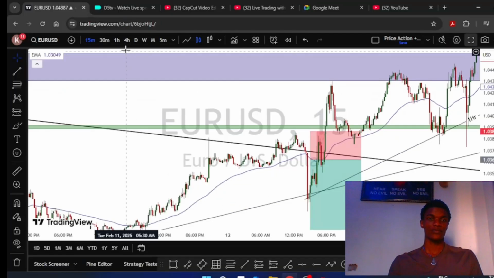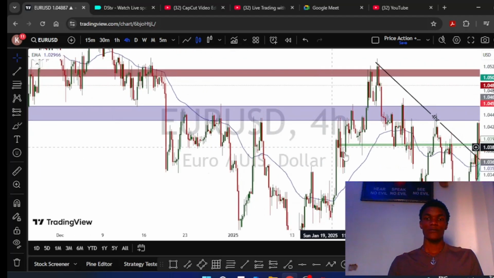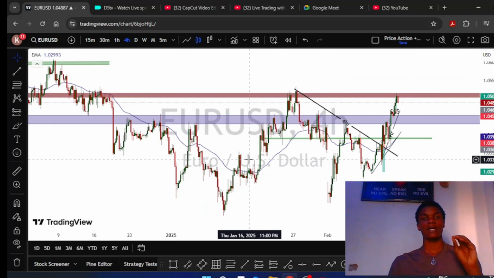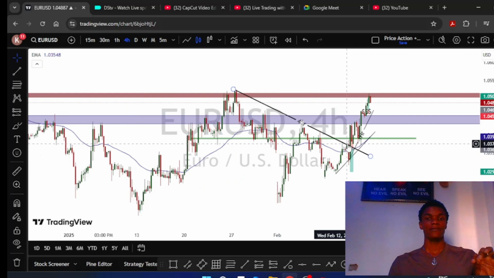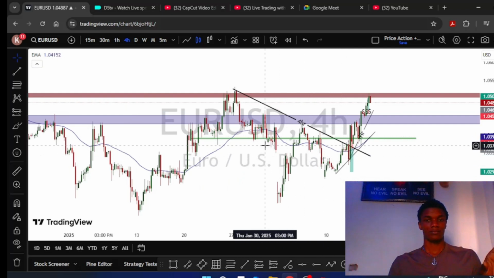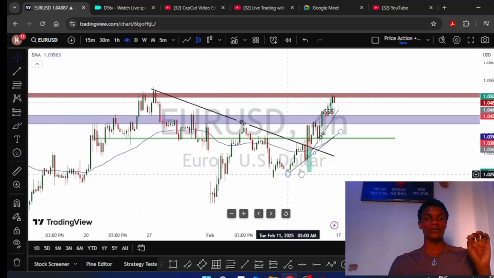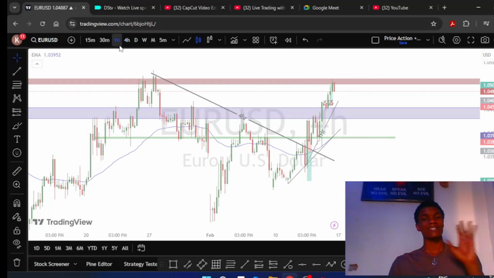First of all, what's the first confluence? The first confluence is that the market is in a downtrend. Second is a third touch of a trend line. Third is at a resistance level. Fourth, we could see a 4-hour engulfing candle that engulfed the previous 4 hours. That's massive, bro. That is just only on the 4-hour.